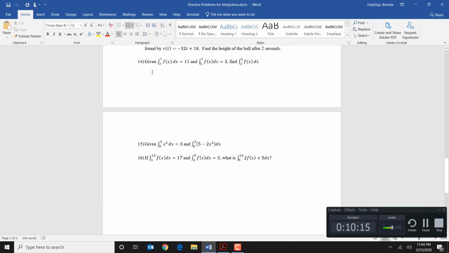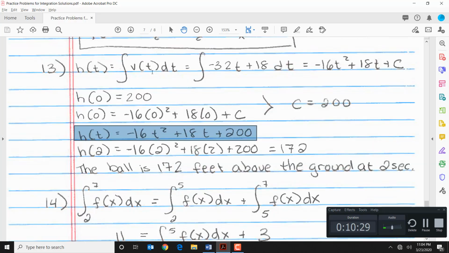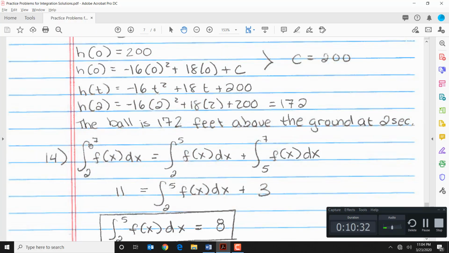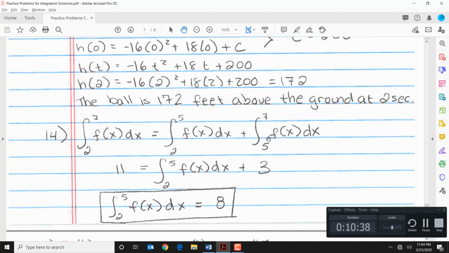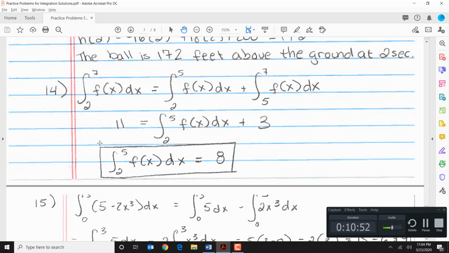For 14 here, we're playing on the rules of integration. Given that the definite integral from 2 to 7 of f of x dx is 11, and the definite integral from 5 to 7 of f of x is 3, we can find the definite integral from 2 to 5 of f of x. Using the fact that the integral from 2 to 7 of f of x is 2 to 5 plus 5 to 7. Well, we know the definite integral from 2 to 5. That's what we're looking for. We know the integral from 2 to 7 is 11. We know the integral from 5 to 7 is 3. So when we subtract 3 from both sides, we get that the integral from 2 to 5 is 8.